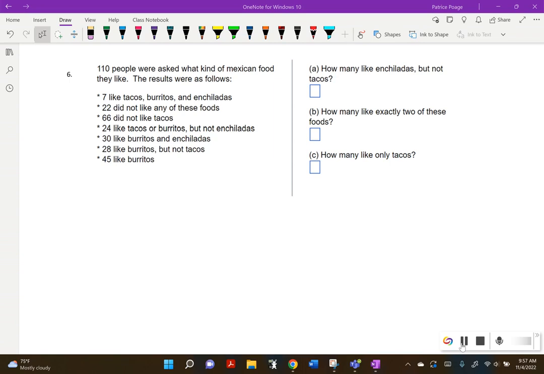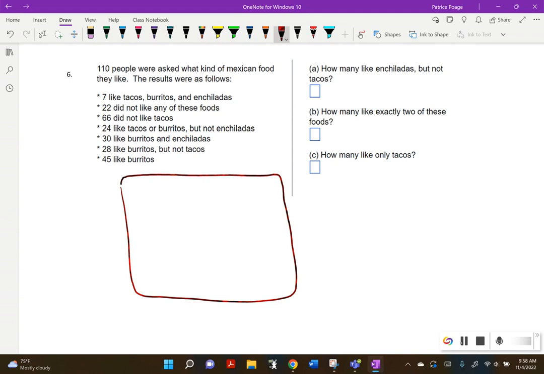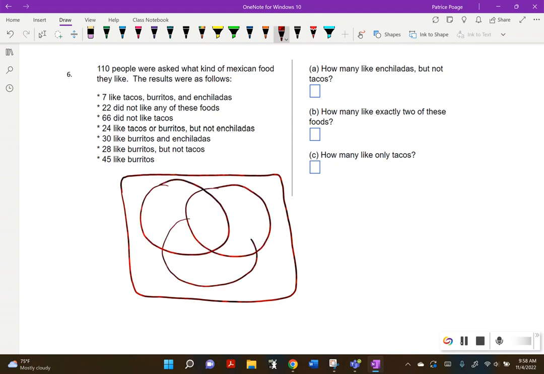All right. Since 110 people were asked what kind of Mexican food they like, the results were as follows. 7 like tacos, burritos, and enchiladas. So I can already see what our 3 circles are going to be. Drawing my 3 circles. One's going to be for tacos, and one's going to be for burritos, and one's going to be for enchiladas.